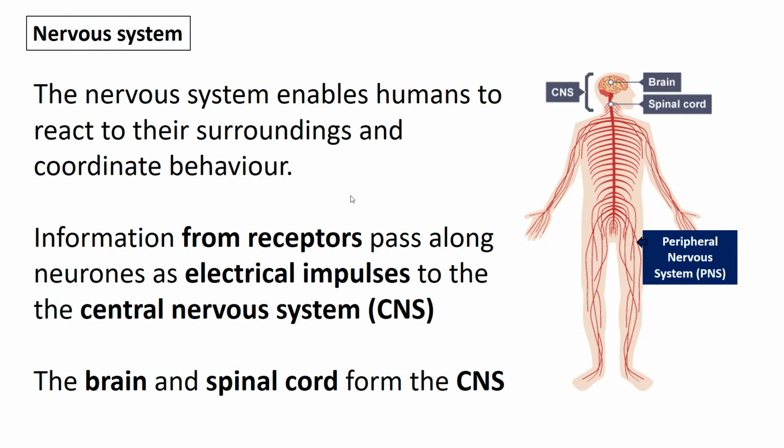And this information from those receptors will actually pass along cells called neurons, which are basically nerve cells, but their scientific name is neuron. And they pass through them as electrical impulses from the receptor to the central nervous system. And it's the brain and the spinal cord that form the central nervous system. The nerves which branch out from the spinal cord and the brain is called the peripheral nervous system. You don't need to know that terminology specifically, but just know that it's all of the neurons that actually feed the information into the central nervous system.